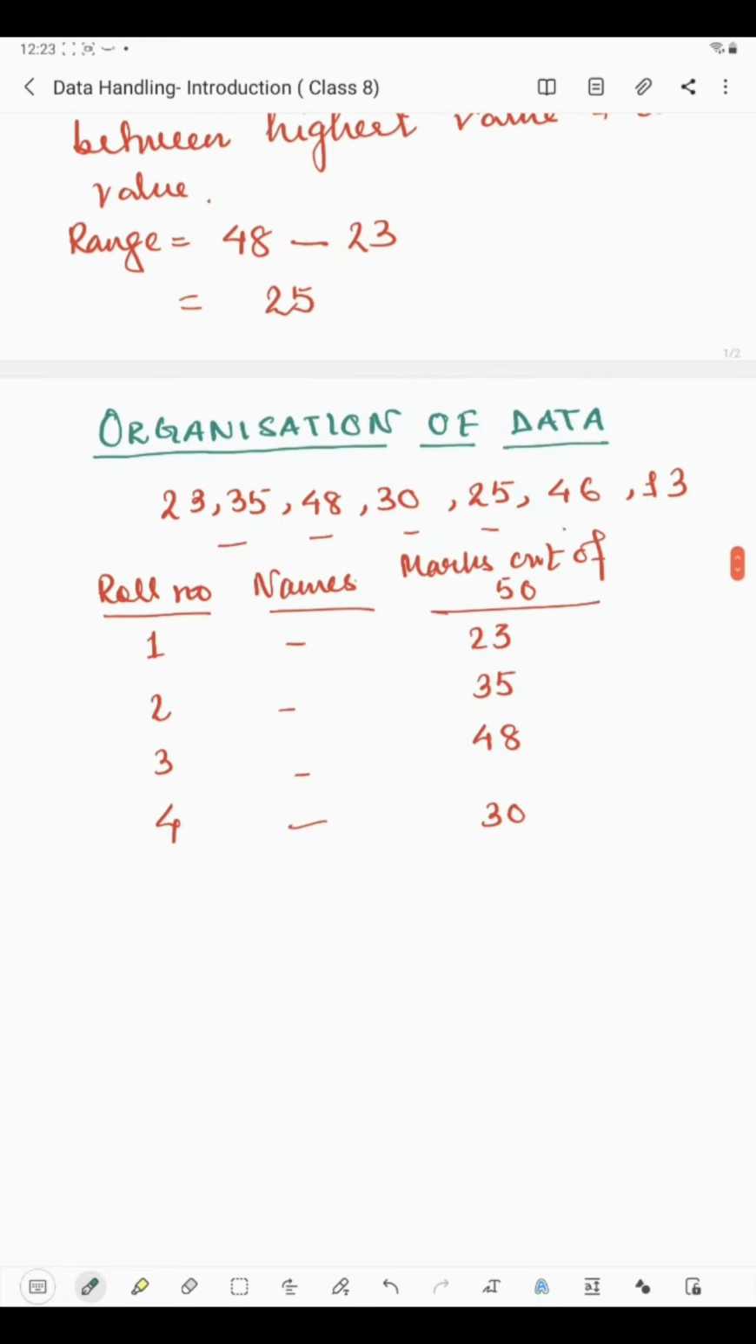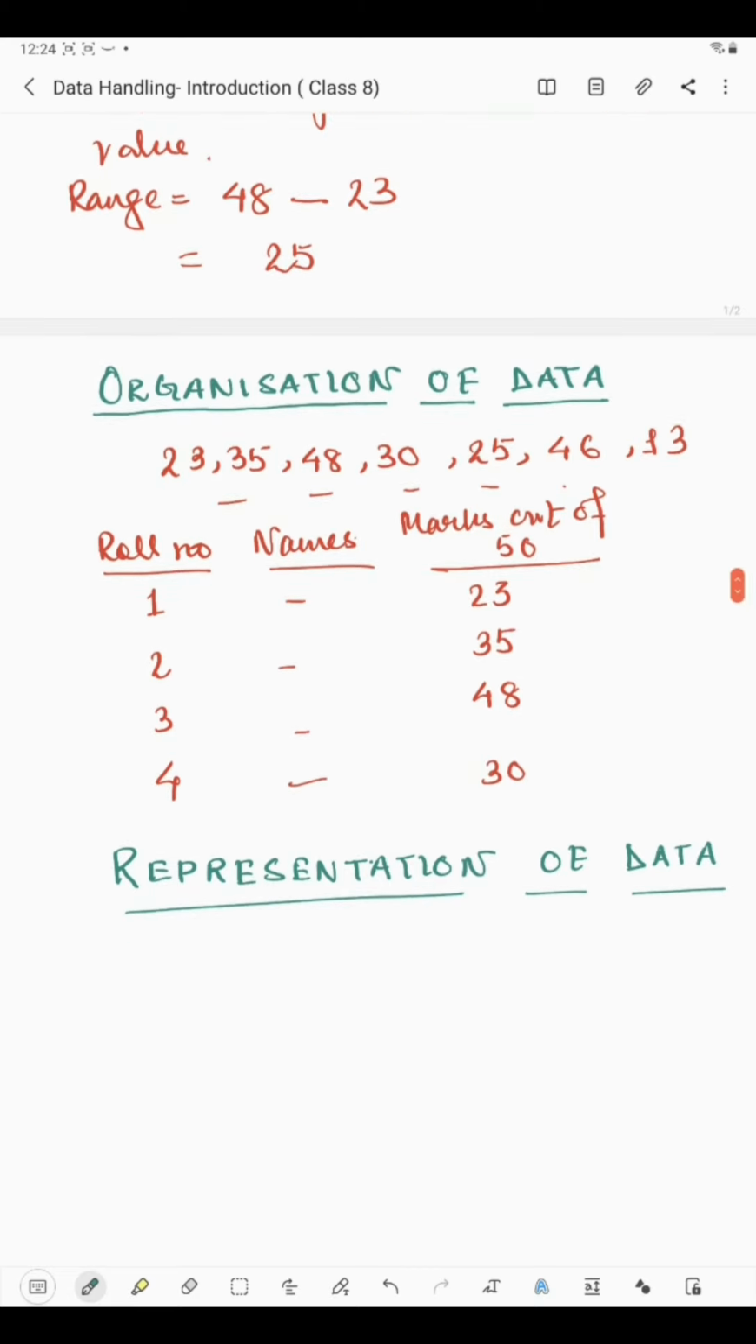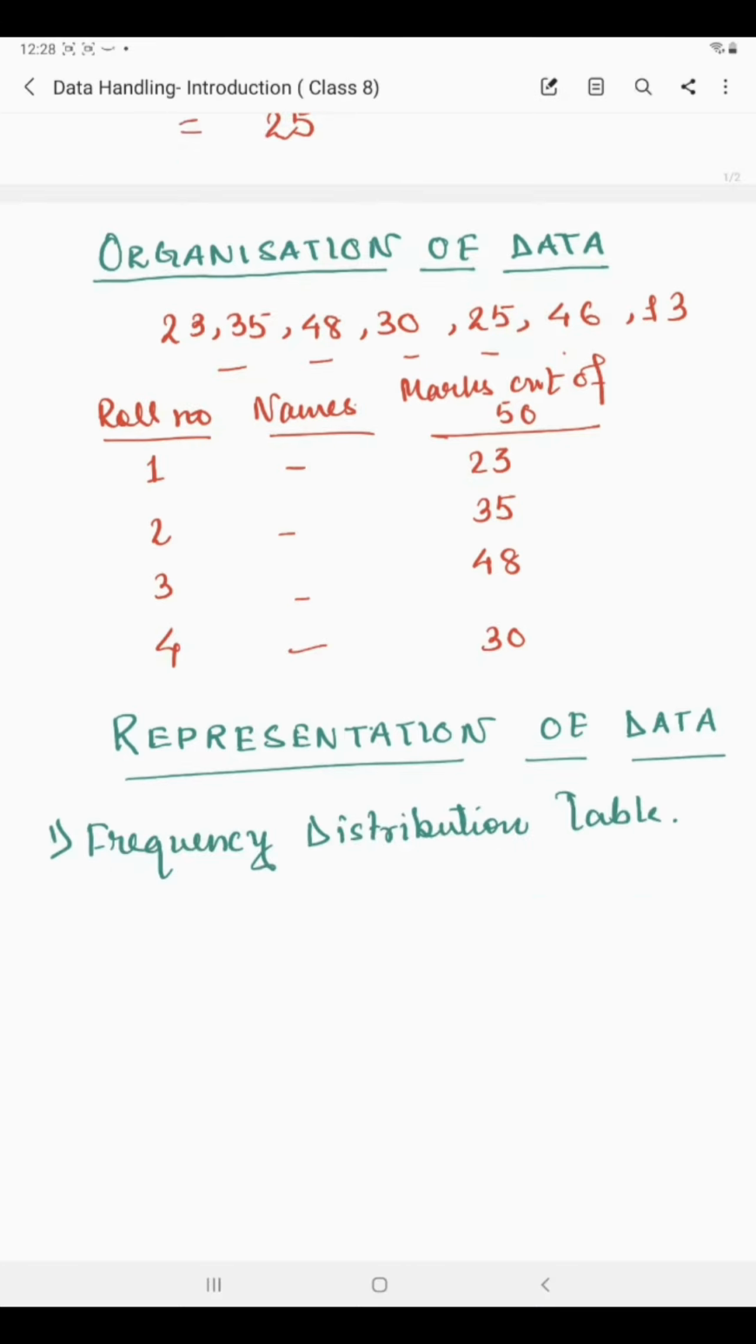Now after organizing the data, we need to represent it. Our next topic is representation of data. It is the method of representing information in terms of pictures, symbols, graphs, numbers. Okay, so there are different methods of data representation. At first we have the frequency distribution table. Suppose you are asked to collect data for the size of shoes in your class. So for this you will have to prepare a table.